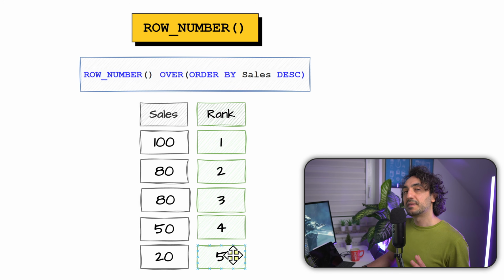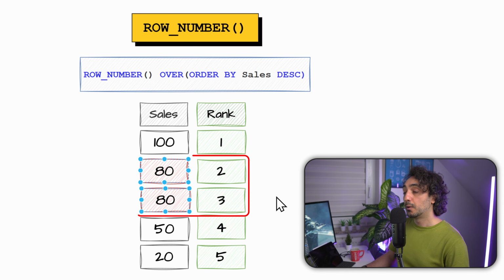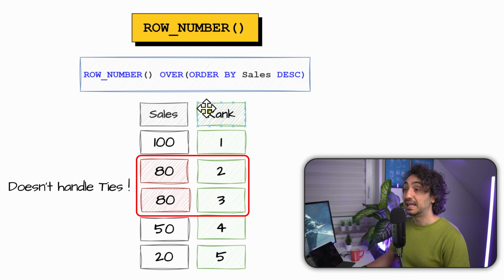But still there is something special in our data. We can see that in the sales, we have the same value twice. So we have two rows with the same sales. As you can see in the row number, they get distinct values, so they will not share the same ranking. That means row number does not handle the ties. If you have multiple rows sharing the same values, they will not share the same rank. They're going to have distinct, different ranks.